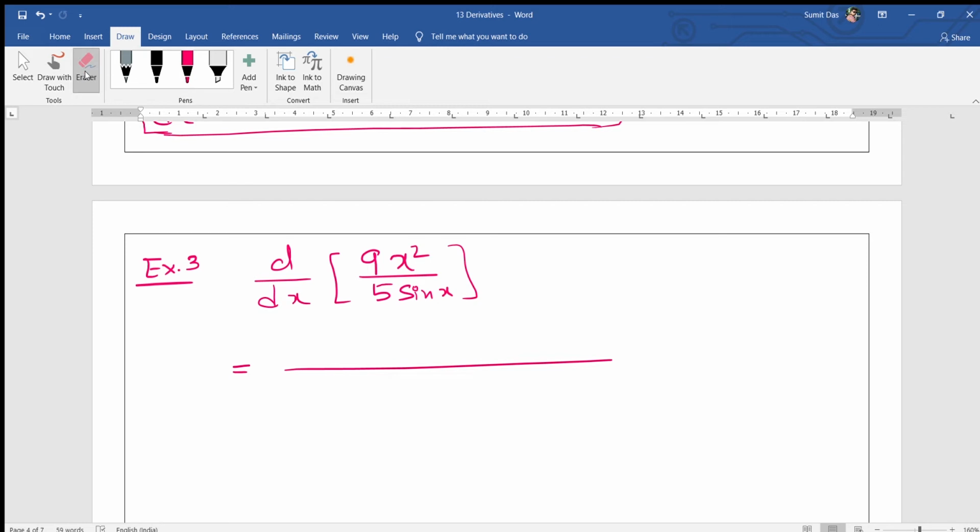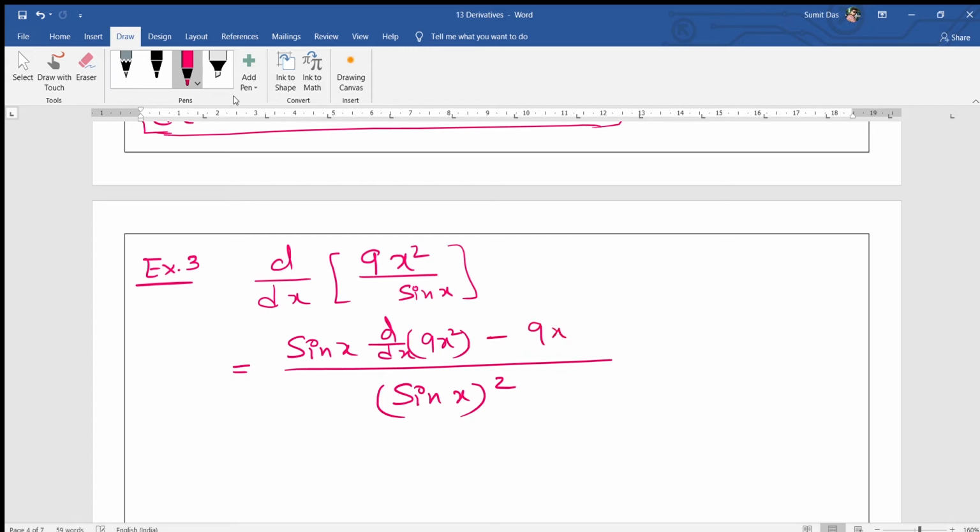Erase the 5, I'm just using only sine x. So how to start? 9x squared divided by sine x. The denominator will be sine x whole square. The numerator I will start with sine x and d/dx of 9x squared, minus 9x squared d/dx of sine x. Understood? Now after that, you can do the simplification. So these are the formulas.